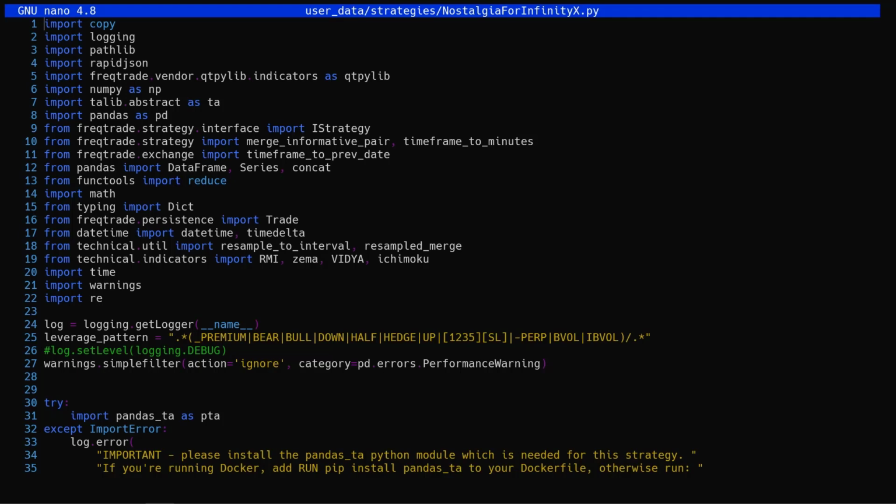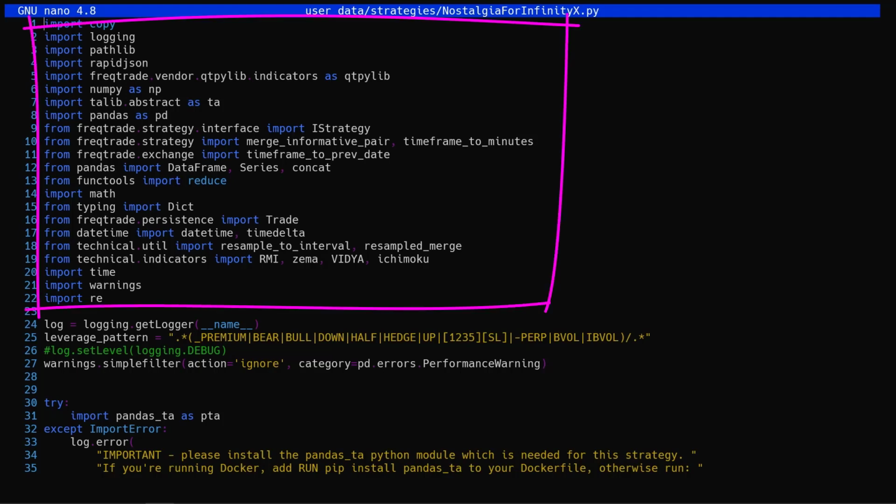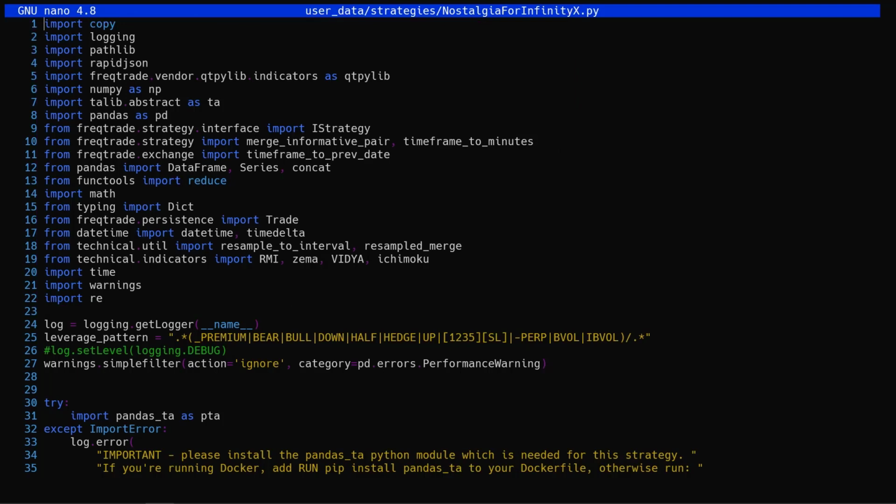So to start from the top of the code, in this first section the necessary libraries are loaded in the strategy. And you can see that the ta-lib, qt-pylib and pandas TA libraries will be loaded, but also some additional indicators like RMI, Zima and Vidya and Ichimoku from another technical library. So a lot of indicators from different libraries will be used.